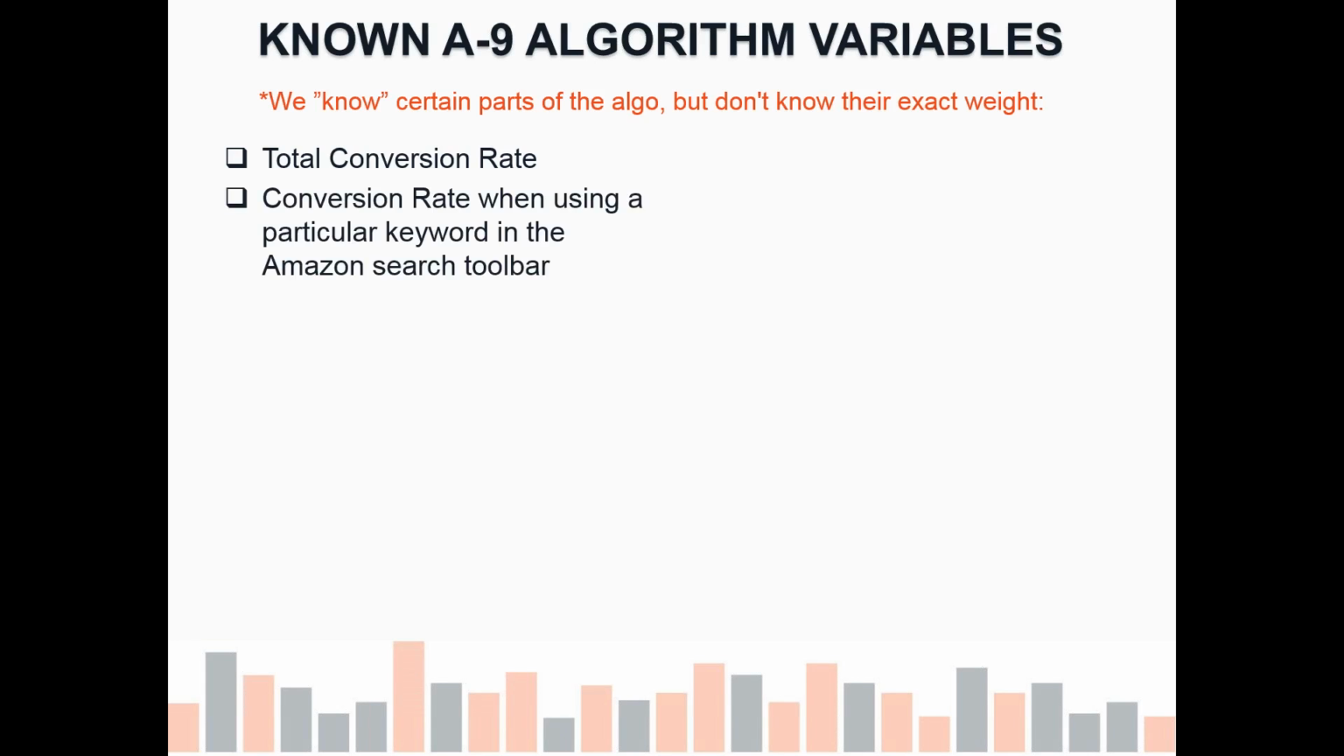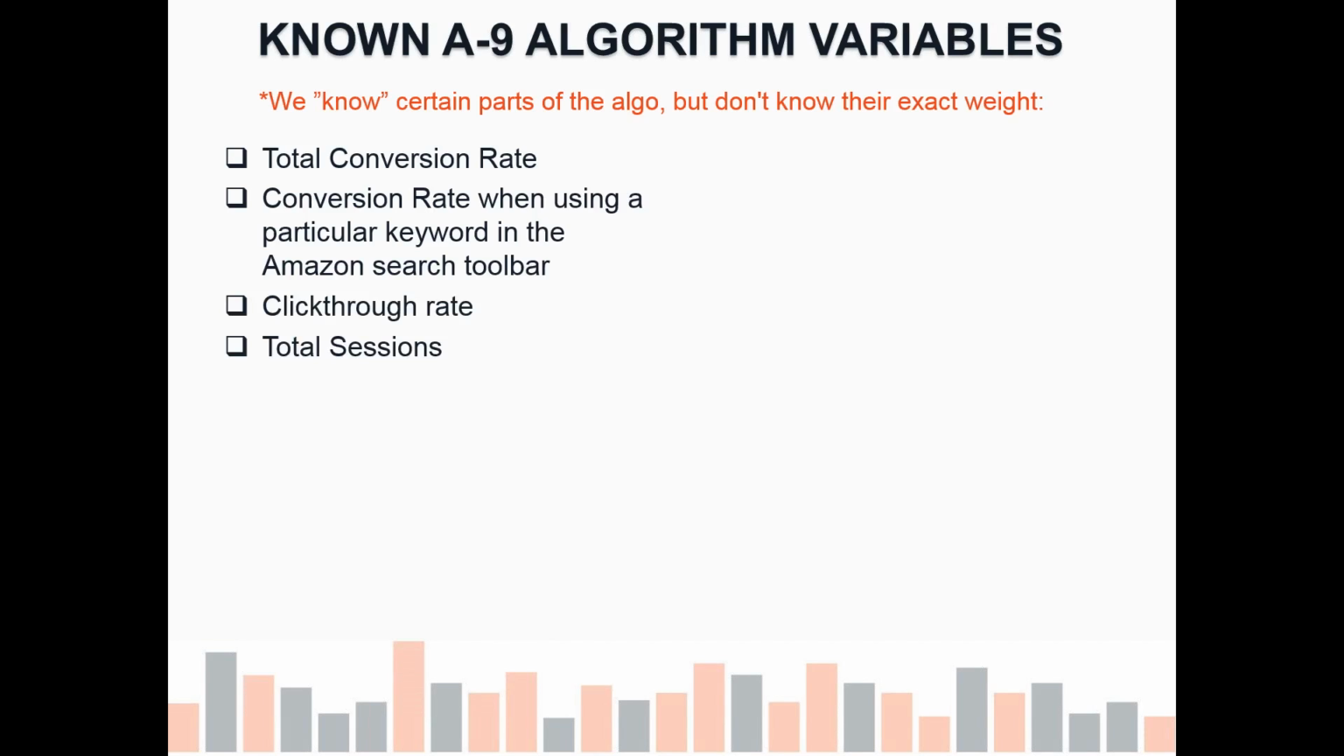Total conversion rate. So how well your product converts. And this makes sense that this would be part of the algorithm based upon the fact that Amazon wants to sell product, and product that is more likely to sell will probably rank higher for associated keywords. Conversion rate when using a particular keyword. So it would make sense naturally that Amazon wants to rank you for specific keywords if you're converting for that type of keyword, in combination with your total conversion rate.